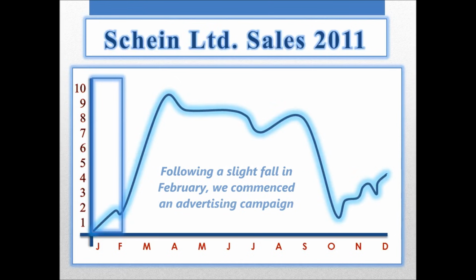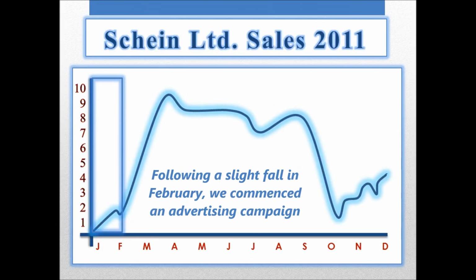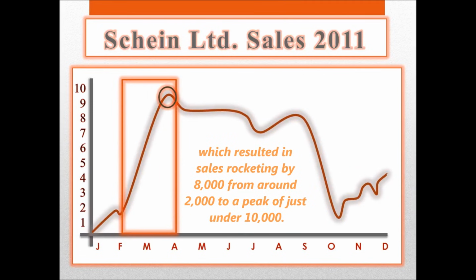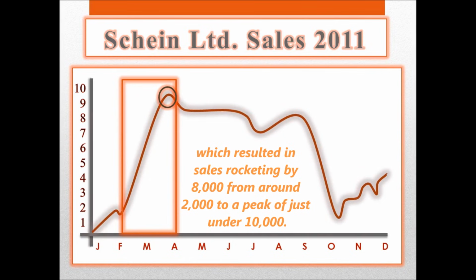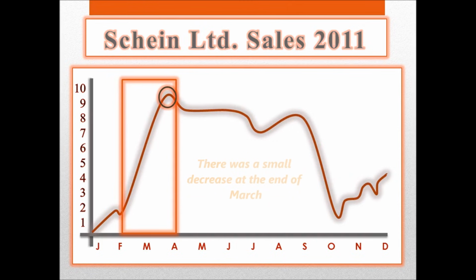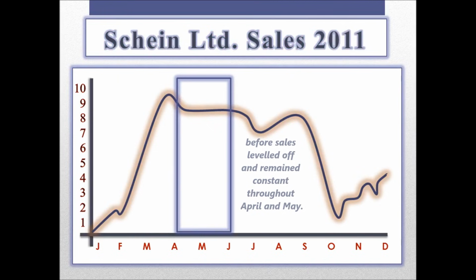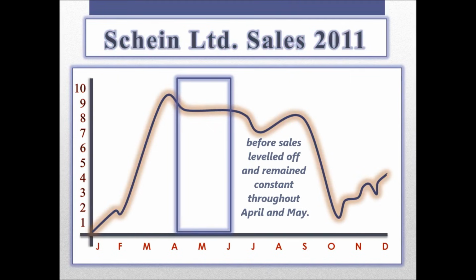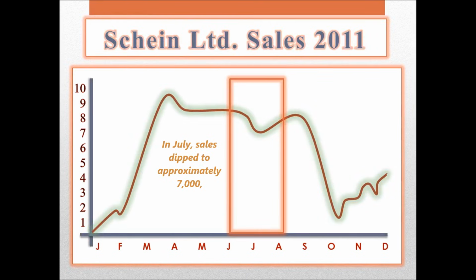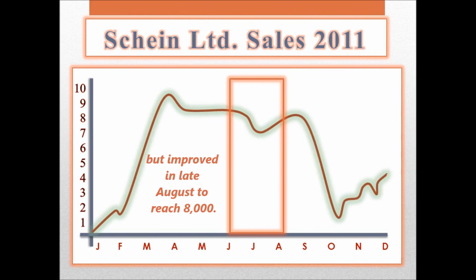Following a slight fall in February, we commenced an advertising campaign which resulted in sales rocketing by 8,000 from around 2,000 to a peak of just under 10,000. There was a small decrease at the end of March before sales levelled off and remained constant throughout April and May. In July, sales dipped to approximately 7,000, but improved in late August to reach 8,000.